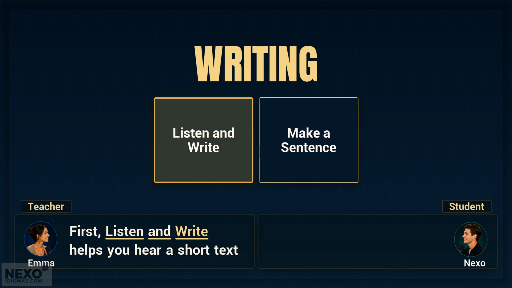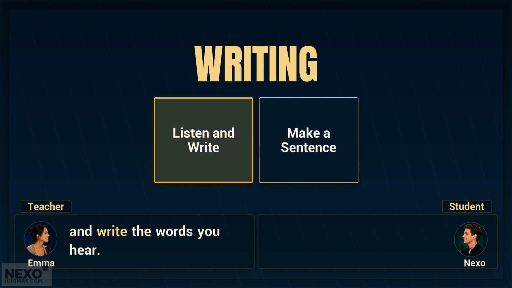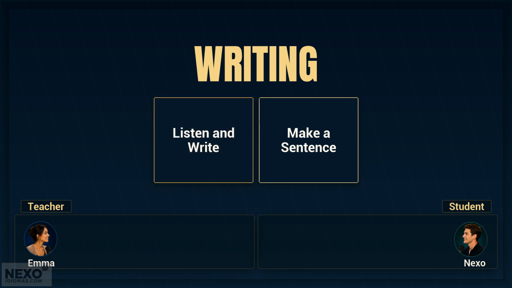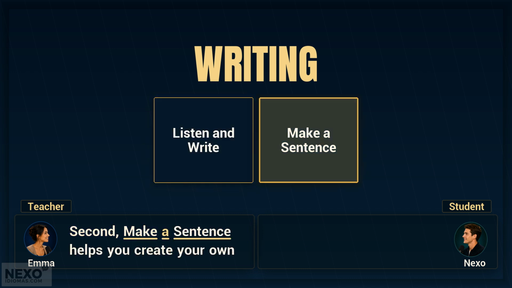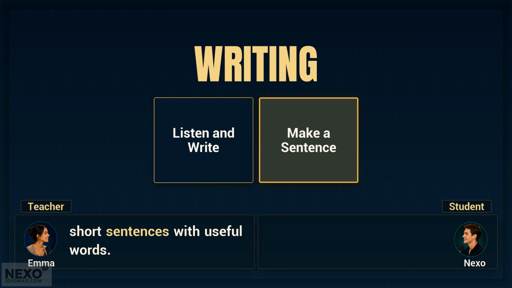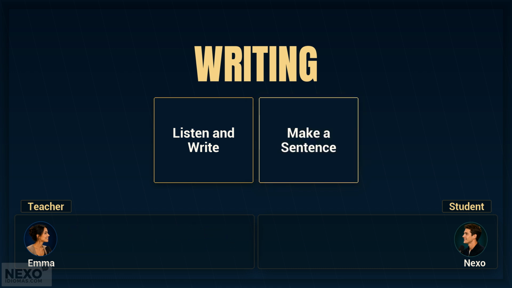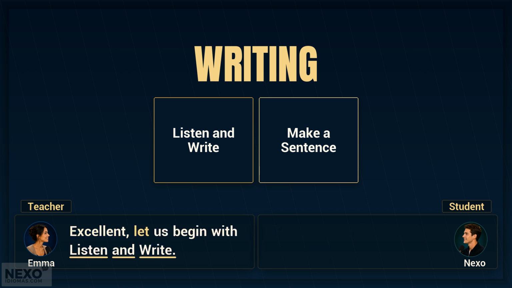First, listen and write helps you hear a short text and write the words you hear. Second, make a sentence helps you create your own short sentences with useful words. I have my notebook and pen ready. Excellent. Let us begin with listen and write.